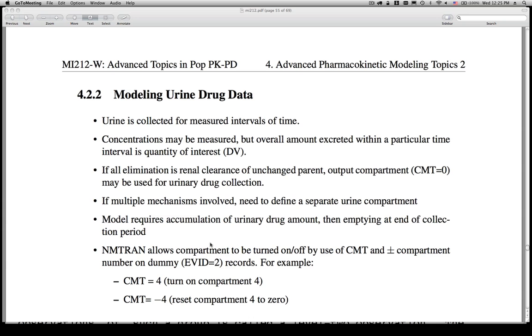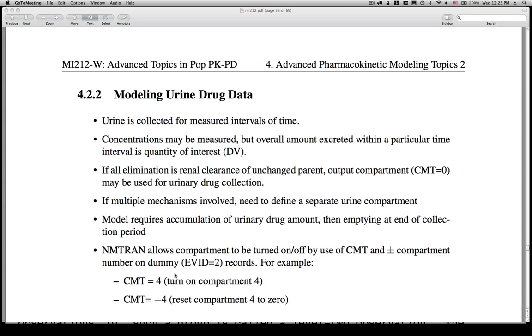to the observed amount. The way we do that in NMTran is where we very closely tie the data set structure to the model here. We, in the data set, will turn on and off a collection compartment. So we use the CMT data item once again, but what we're going to use is on a dummy data record, so event ID equals 2, we're going to allow that compartment to be turned on and off.